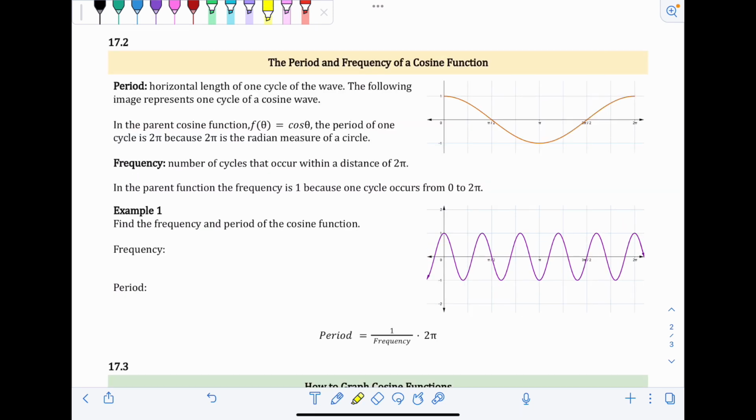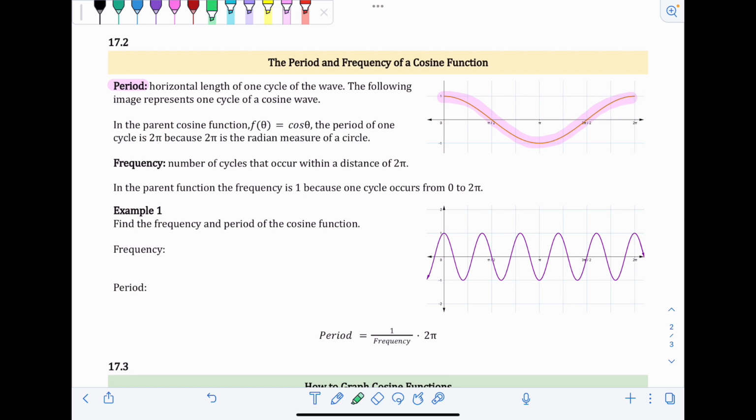17.2 is the period and frequency of a cosine function. We talked about period and frequency in the sine lesson, but I'm just going to review those words here. Up at the top, period is the horizontal length of one cycle of the wave. The picture on the right shows one cycle of a cosine wave, meaning this is one period before it starts to repeat itself, because cosine starts at a high point, goes down to the low point, comes back up to a high point. And then after that, it's just going to be a repeat of the same exact pattern.